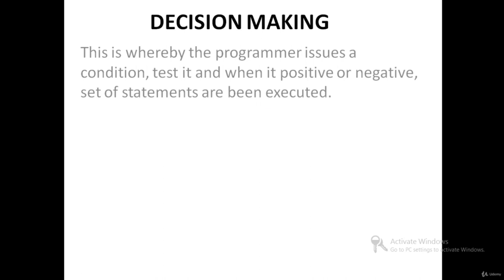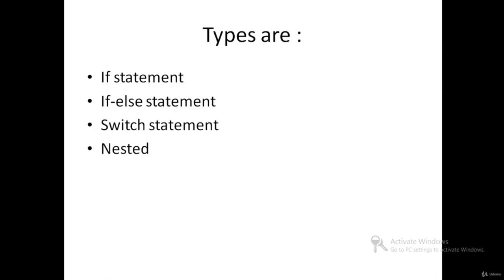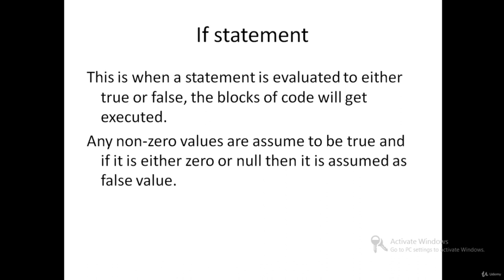Hi, in this topic, we are going to learn something about decision making. Decision making is whereby the programmer issues a condition, tests it, and when it is positive or negative, a set of statements are executed. Under decision making, we have the if statement, if else statement, switch statement, nested. We are going to learn about the if statement. With the if statement, when a statement is evaluated to either true or false, the block of code will get executed. Any non-zero values are assumed to be true, and if it is either zero or null, then it is assumed as false.